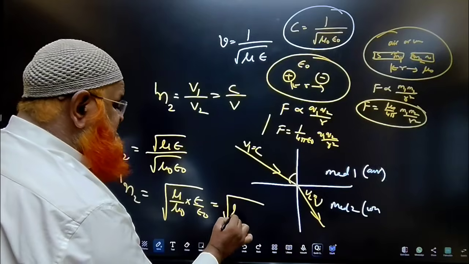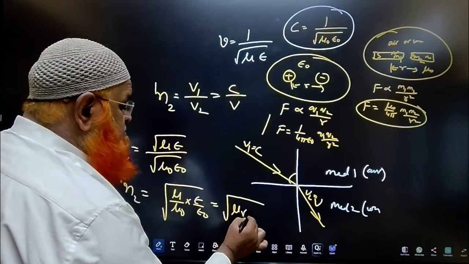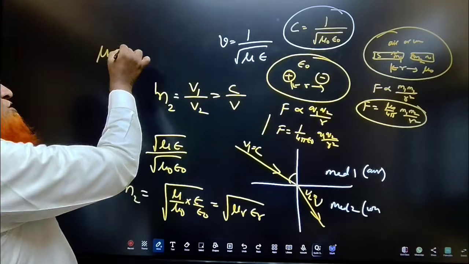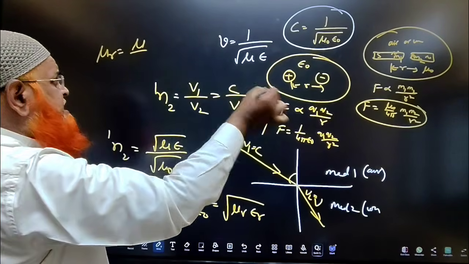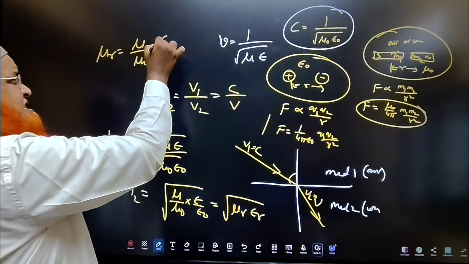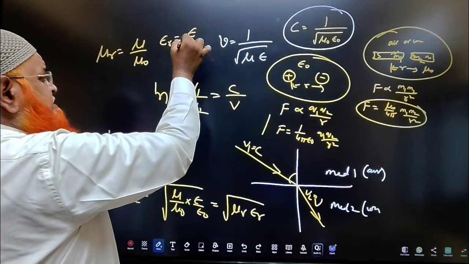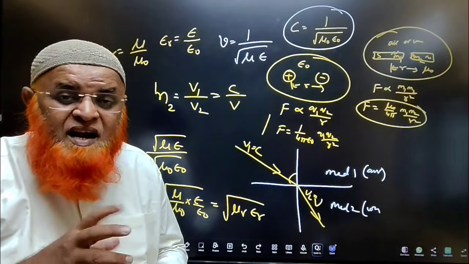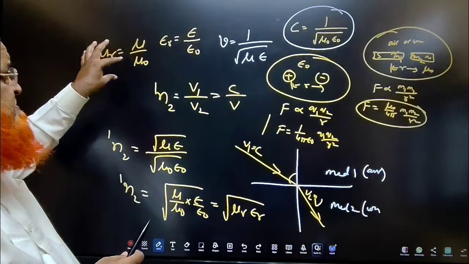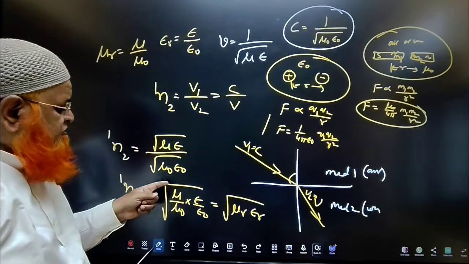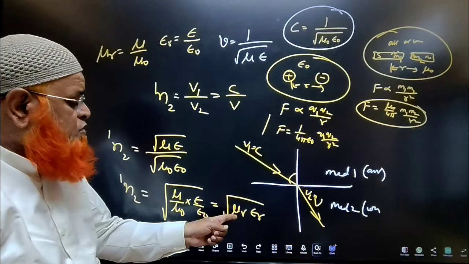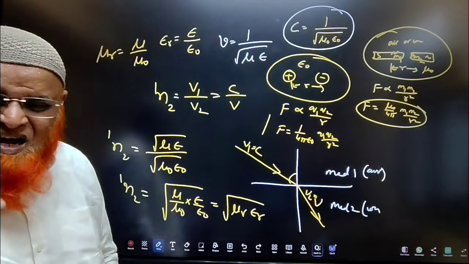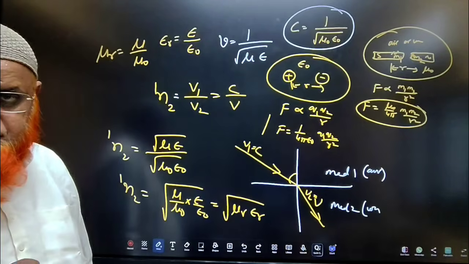You should know one more thing here. This mu by mu naught is given by mu r. Epsilon by epsilon naught is given as epsilon r. What is the meaning of mu r? It is the ratio of permeability in a medium to that of permeability in free space. What is the meaning of epsilon r? It is the ratio of permittivity of a medium to that of permittivity of free space. This is called relative permittivity. This is called relative permeability. So I have taken the ratio mu by mu naught as mu r, epsilon by epsilon naught as epsilon r. This question is most asked in electromagnetic waves.